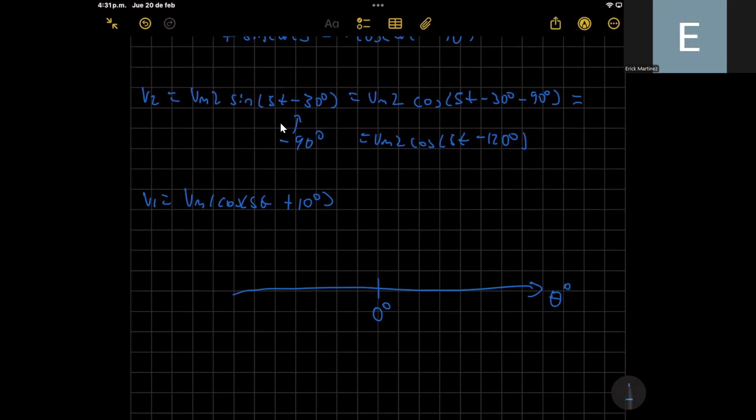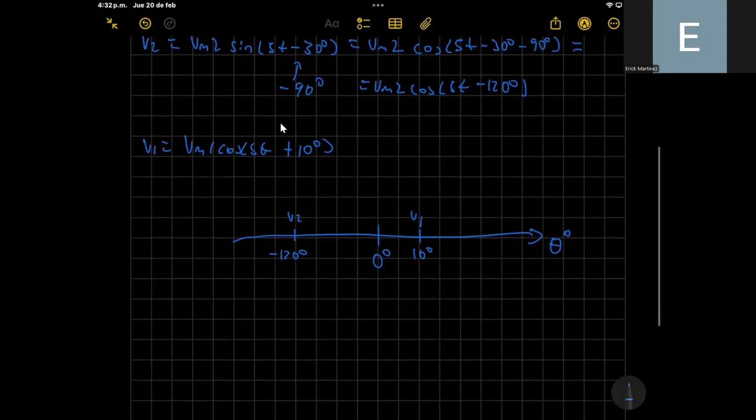And you can see that for V1, we have a phase angle of 10 degrees. And for V2, now that I have converted the sine wave to a cosine wave, we have a phase angle of minus 120 degrees. So we have here V2 with a phase angle of minus 120 degrees. This is like an approximation, it's not exact. It's only to locate where in this horizontal axis this phase angle will appear.